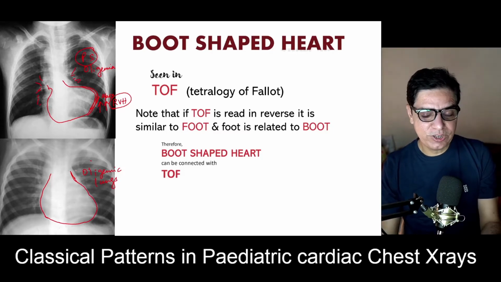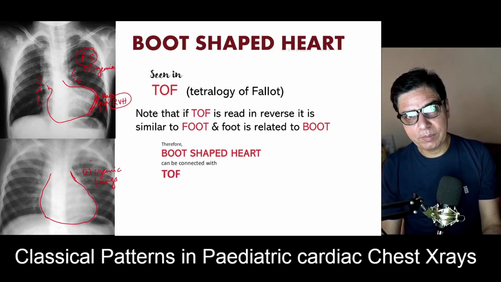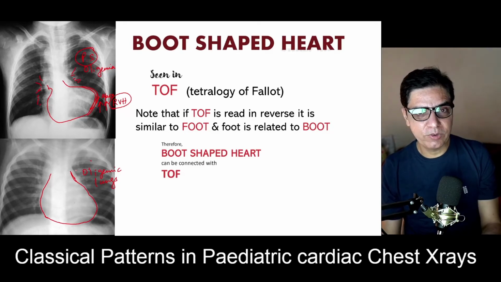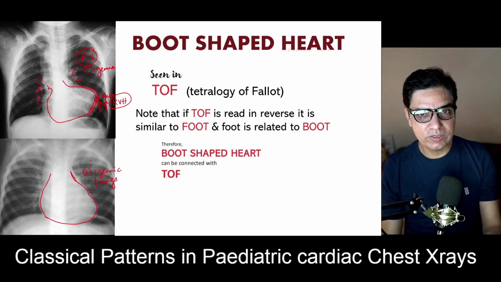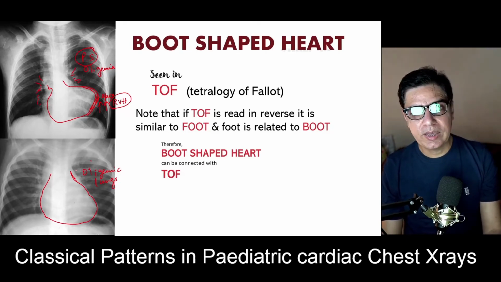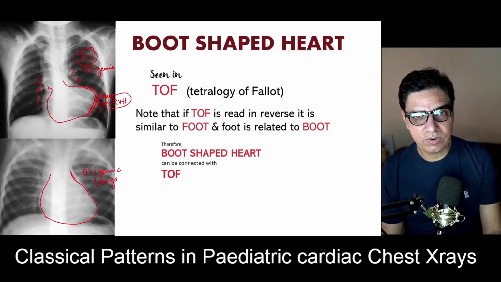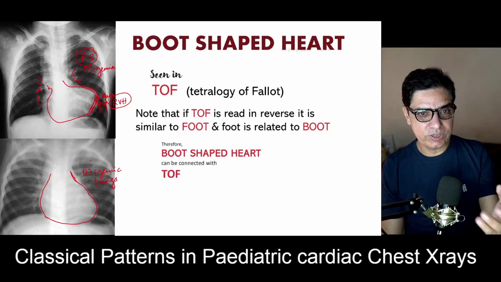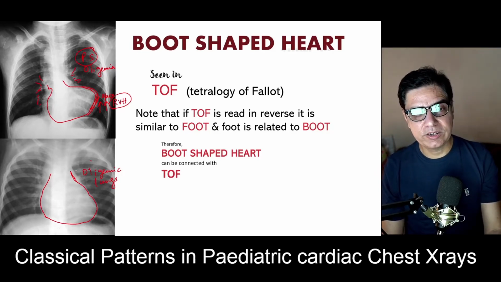But again, as I said, history is your companion over here. If you have taken a history and they've got a history of off and on cyanosis, especially when they are playing and they get distress spells, that goes very much in favor of tetralogy of Fallot. And obviously, if you do a chest X-ray, you might find the characteristic boot-shaped heart.